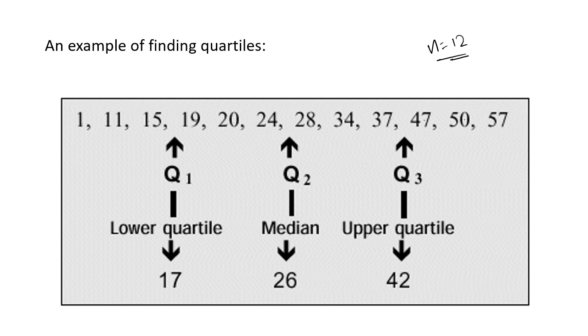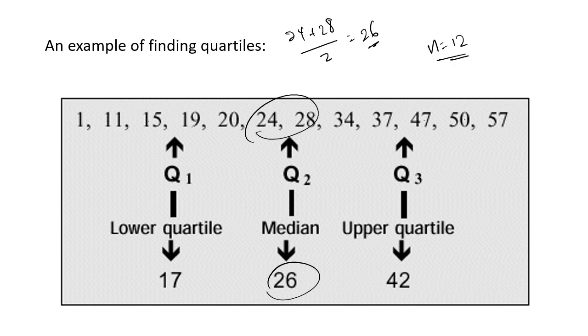So I know I'm going to have 2 in the middle. I'm not going to have a single value that's my median. It's going to be the average or the arithmetic mean of these 2 values in the middle. So I'm going to take this 24 and this 28, divide them by 2, and get a median of 26. So this is my median of 26.